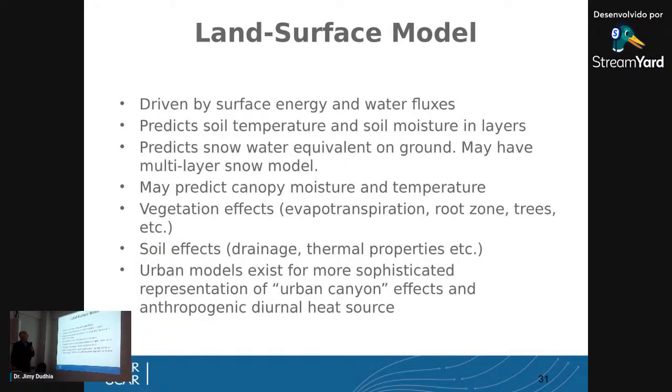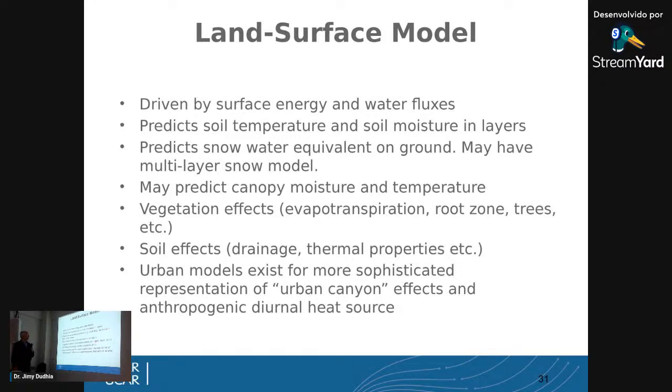So the land surface model is driven by the surface energy and water fluxes. It predicts the soil temperature and soil moisture in the layers. It predicts the snow water equivalent on the ground and may have a multi-layer snowpack. It may predict canopy moisture and temperature, canopy being at the tree level. There are also vegetation effects like evapotranspiration, the root zone, trees. The soil effects, drainage, thermal properties.